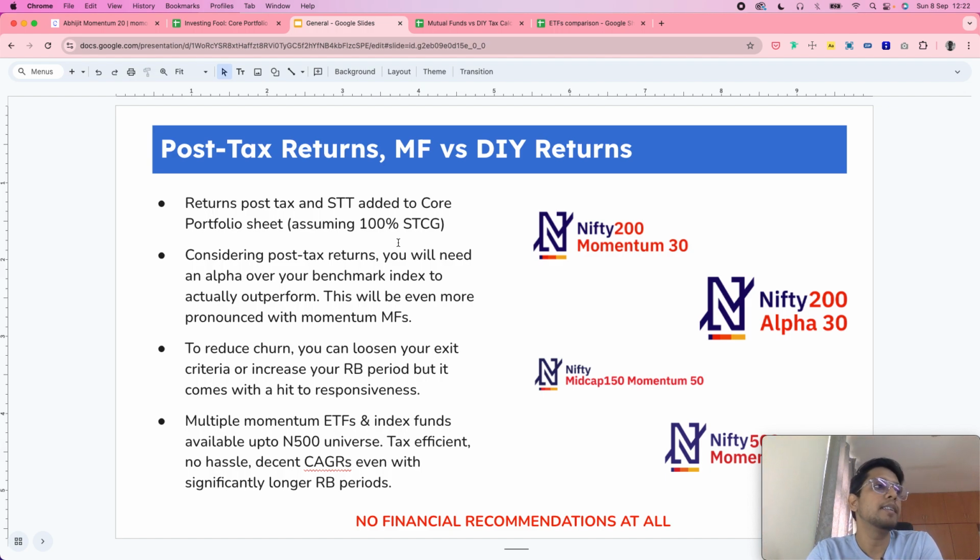If you look at the transaction costs, right, to reduce the churn, and to reduce the transaction costs because of churn, you have various methods available.